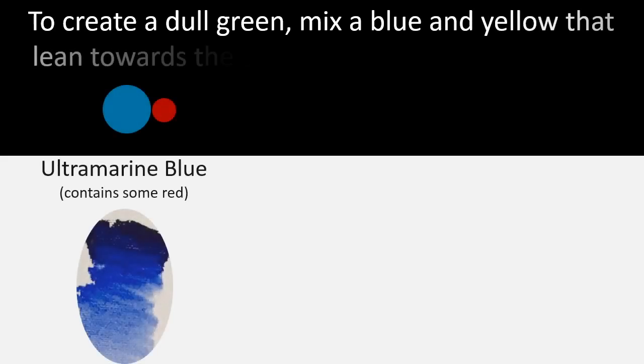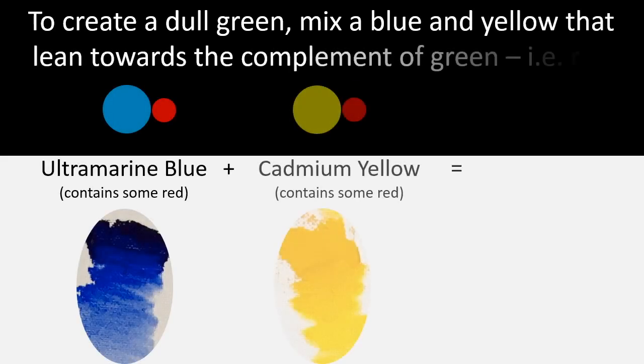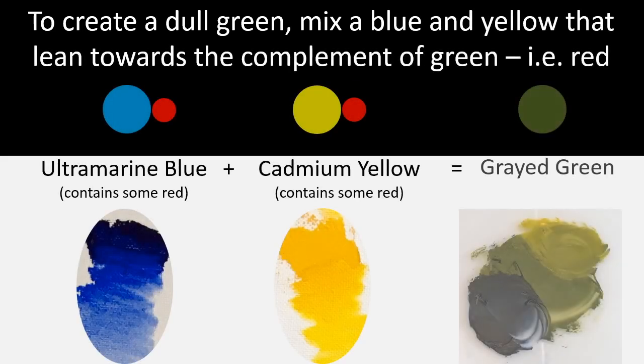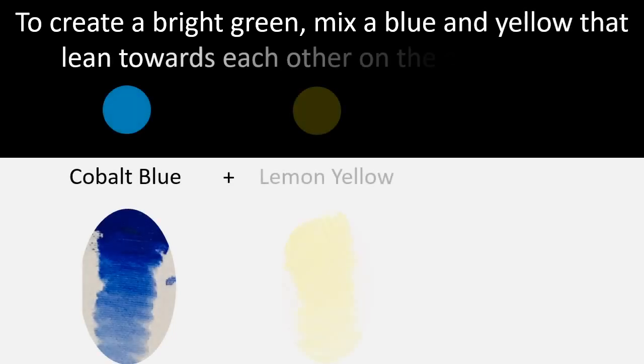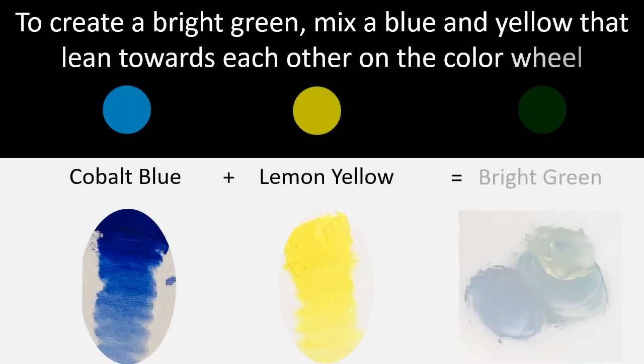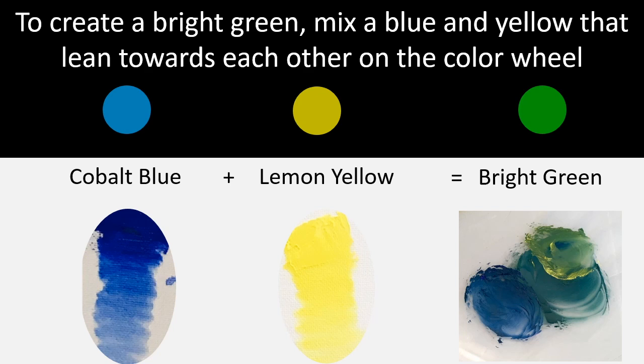If I want to create a variety of greens, it is useful for me to understand that mixing a yellow and a blue that both lean towards the complement of green, red, will result in a dull green. The reason for this is the presence of the third primary color, red, in both the yellow and blue pigments. If I want to create a brighter green, I will use blue and yellow pigments that lean towards each other on the color wheel, without the presence of red. In these pigments, there is nothing to dull down the mixture, so the green will be more pure and bright.